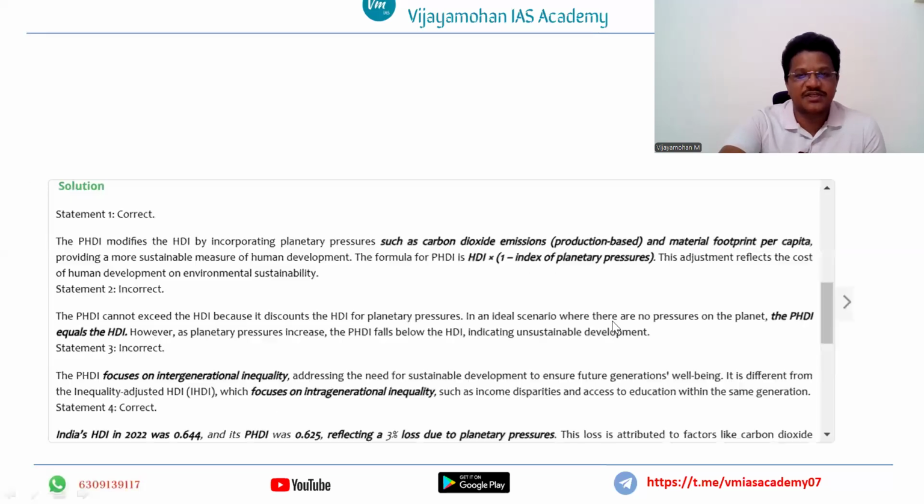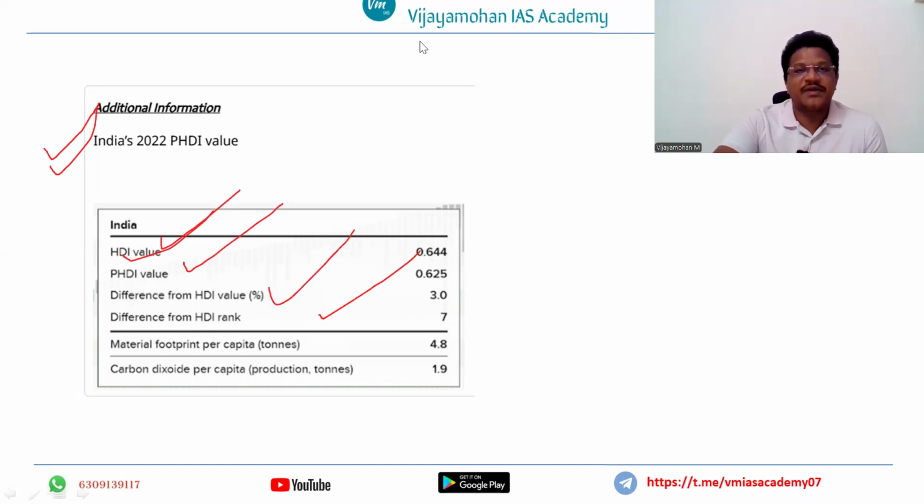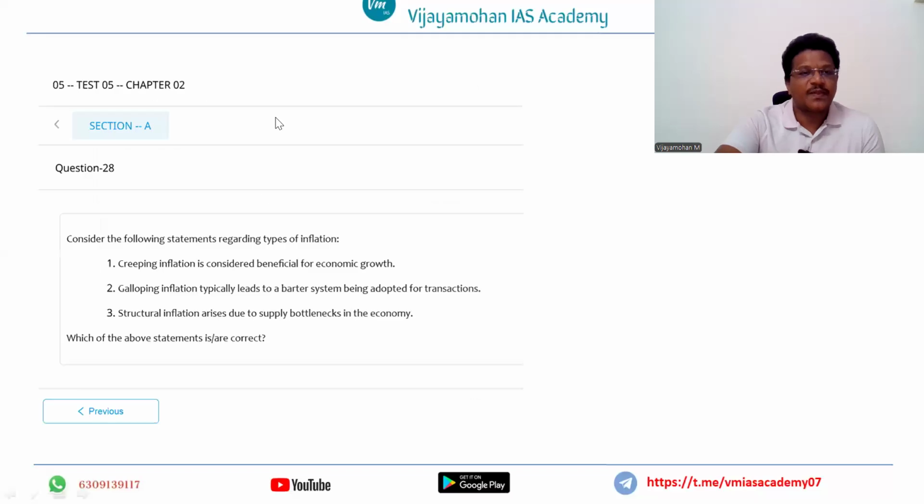And this is the explanation part, right, with respect to the question. And then this is the PHDI, India's 2022 PHDI value, right? And what is the HDI value, what is the PHDI value, the difference from HDI value and the difference from HDI rank. So in short, you get everything comprehensively in one place.